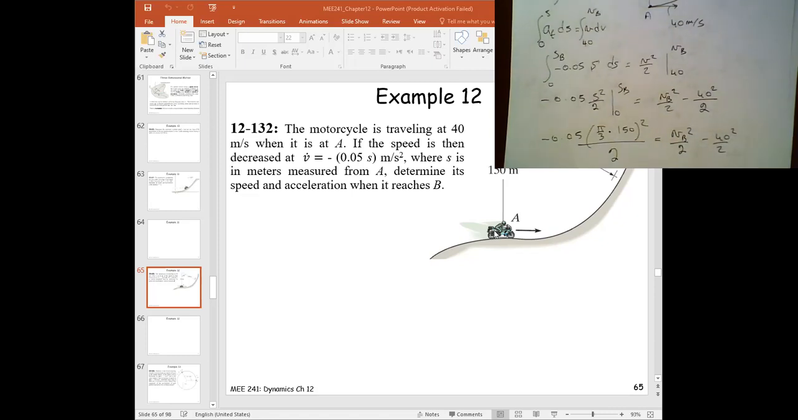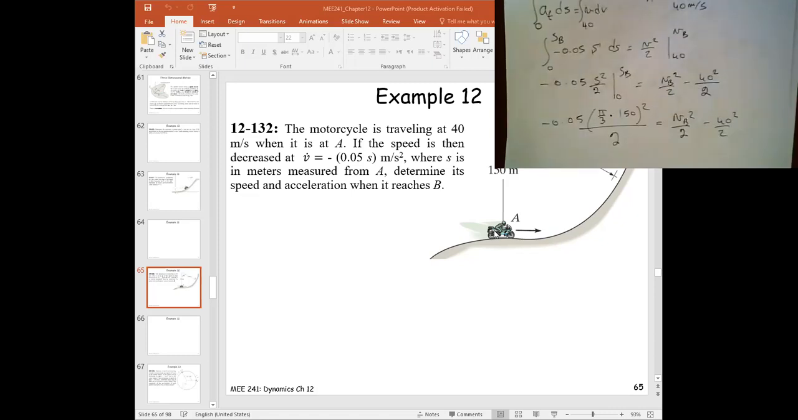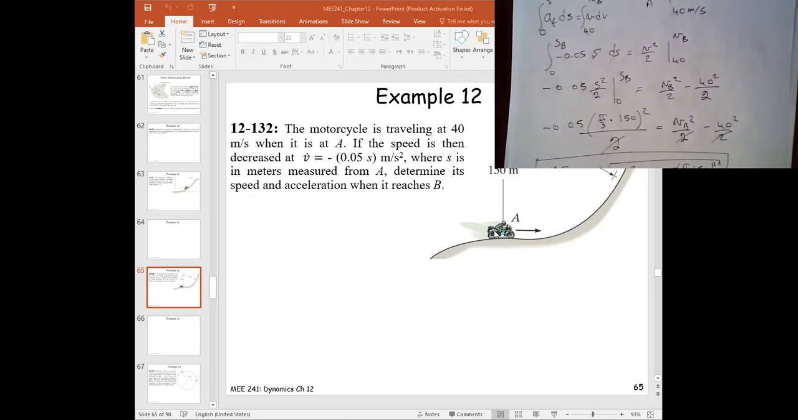So now I can solve for VB squared. It might be a good idea to multiply the whole thing by 2, right? Ultimately, you're going to end up with VB equal to the square root of 40 squared plus 0.5 times (pi over 3 times 150) squared. So this is your velocity at B. And this term becomes minus, yeah, that is minus, exactly.